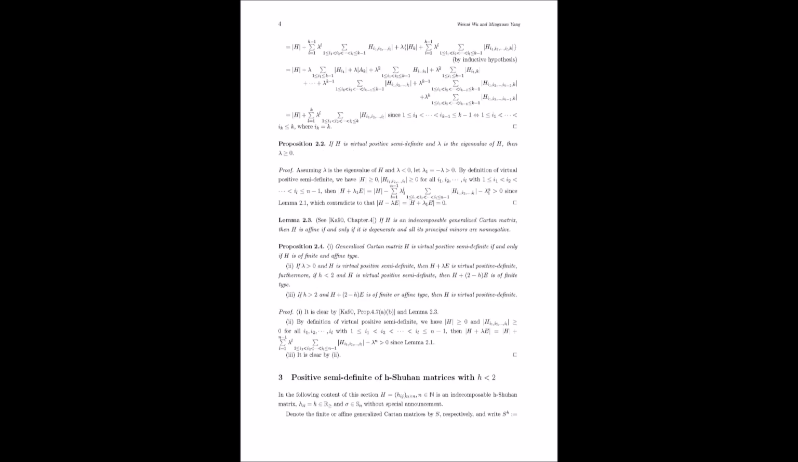They use the fact that H is virtual positive semi-definite, which means all of its principal minors are non-negative. We discussed those earlier: the determinants of those submatrices you get by removing some rows and columns. So we have a matrix H with non-negative principal minors, and we're assuming it has this negative eigenvalue lambda. Where do we go from there?